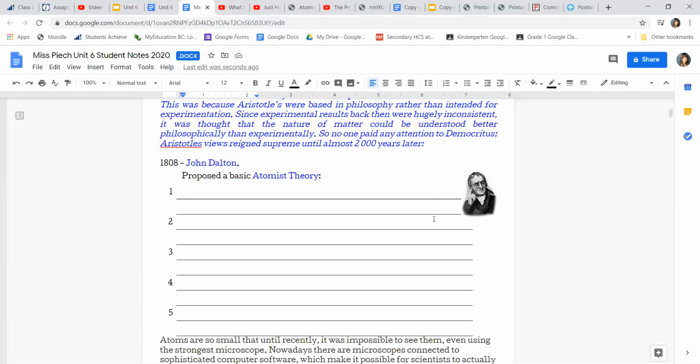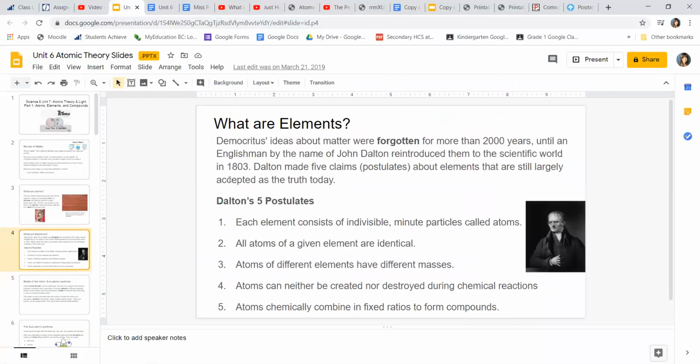He was way ahead of his time, and Aristotle was the one they actually thought was correct, and that his viewpoint was valid, whereas they thought Democritus was not something to be paid attention to, because you couldn't experiment on it. However, we have John Dalton. So now we're going back to this here, and he took that theory that Democritus came up with, and he actually introduced 5 claims or postulates about elements that are still largely accepted as the truth today.